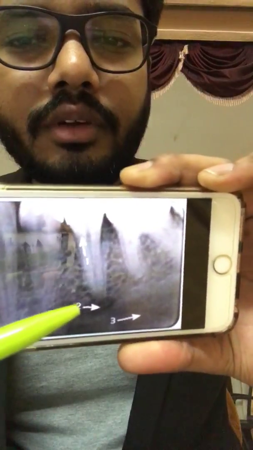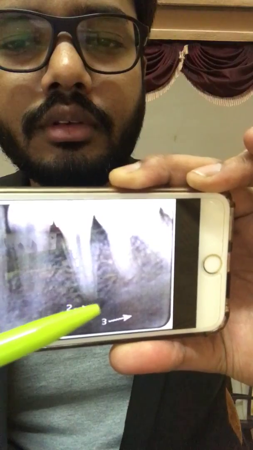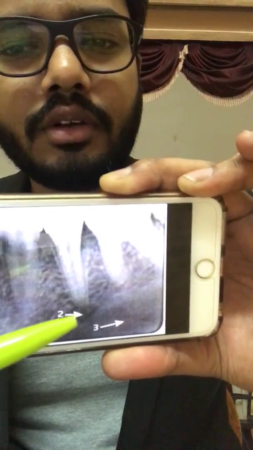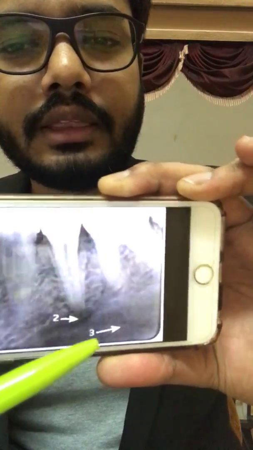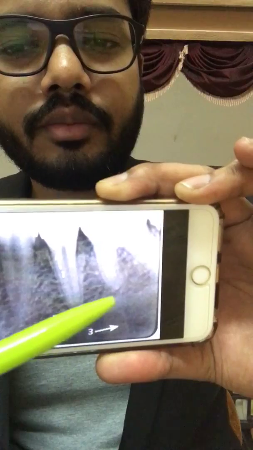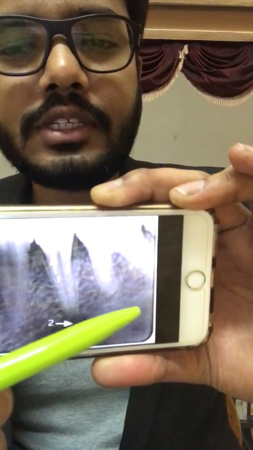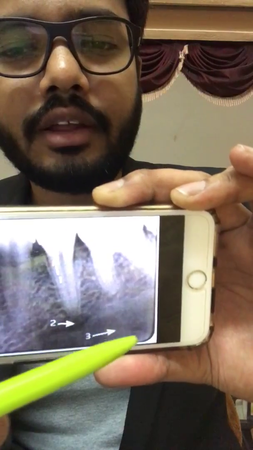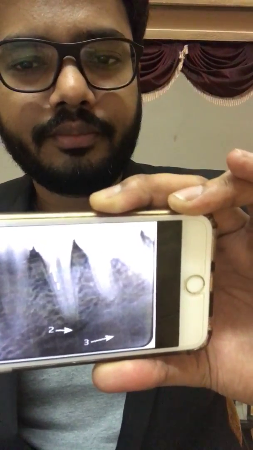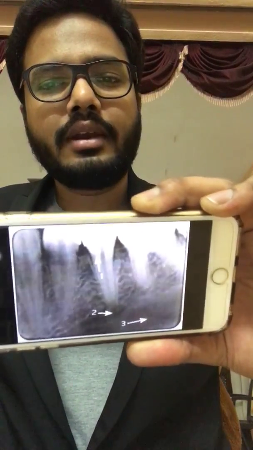Two will be your mental foramen. As you all rightly pointed out, it's usually present mesial or distal to the second premolar. And 3, you can see, appears to be a radiolucent area, right? The mandibular canal would be more linear and narrow, but this radiolucency is wider, so it represents the submandibular gland fossa, right? Submandibular gland fossa.